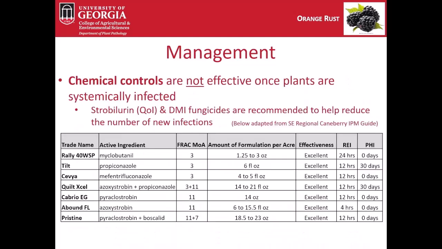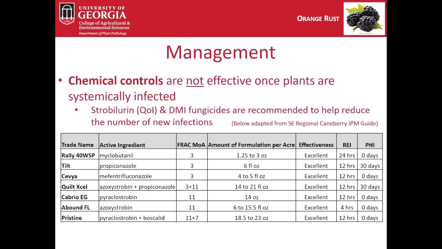So as far as controlling orange rust through chemical management, chemical controls are really not effective once the plants are systemically infected. That being said, the group 3 fungicides, the DMIs, and the group 11 fungicides, the strobilurins, are rated as excellent for their control of orange rust, but that's more or less an excellence in their prevention of new infections from occurring. So for plants that already have orange rust, using these fungicides is not going to eliminate the disease. Really, once you find orange rust, that plant should be removed, and these applications help prevent infection of nearby plants that are not yet infected.